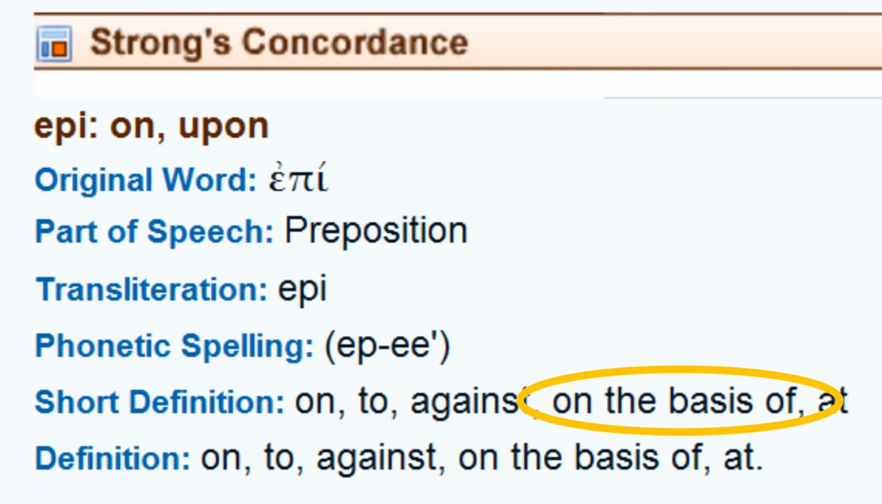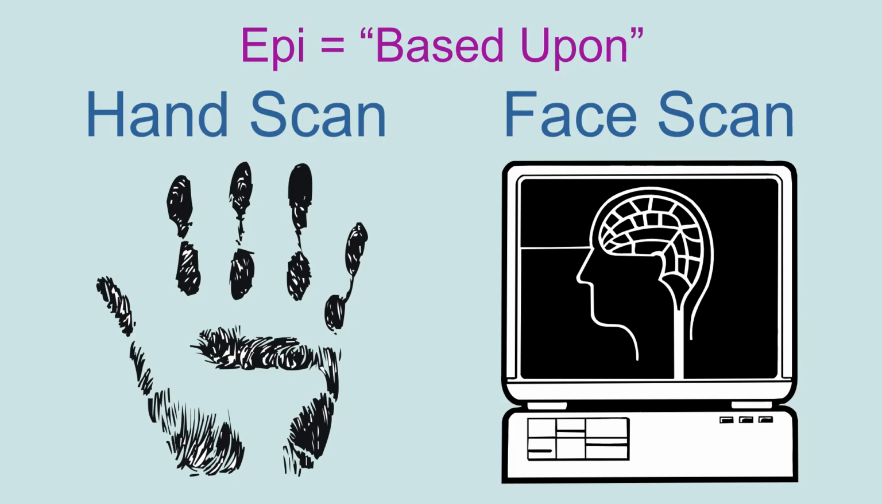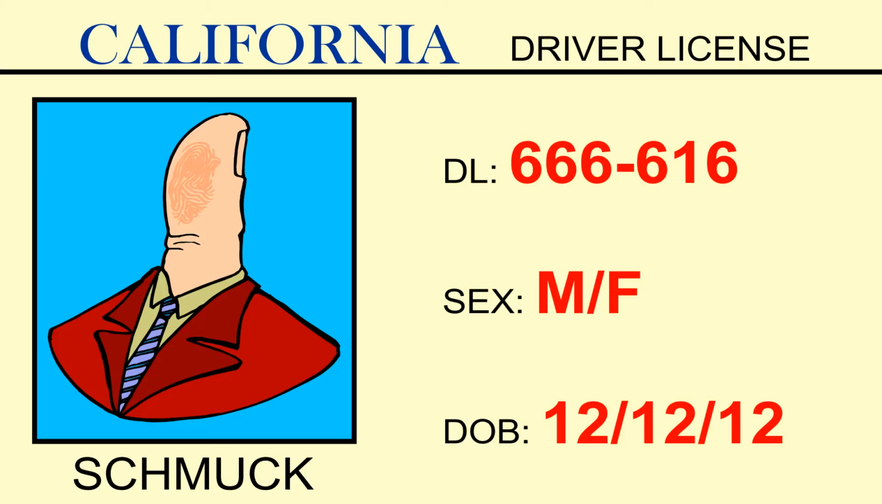The word epi translates to on the basis of. On the basis of, not in or on. How do we know this? Because we debunked the earlier myths requiring the need for physical identification. There's no need to put something in you or on you because you are born with the mark. It's your unique handprint and your unique facial recognition features, and you already bring them forth willingly.